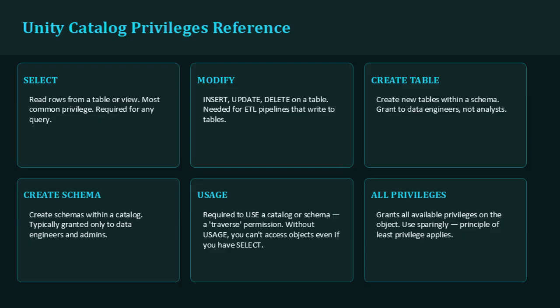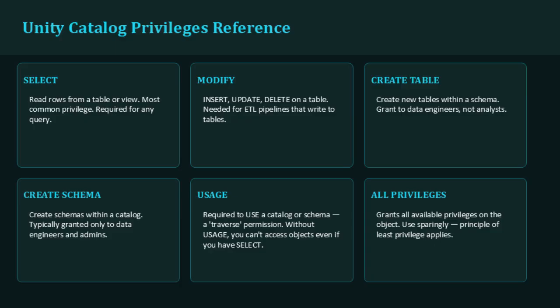Let's go through the core privileges. SELECT: read rows from a table or a view, the most common privilege required for any query. MODIFY: covers insert, update, and delete on a table, needed for any ETL pipeline that writes to the tables. CREATE TABLE: create new tables within a schema, typically granted to data engineers, not analysts. CREATE SCHEMA: create schemas within a catalog. It is usually reserved for data engineers and admins.